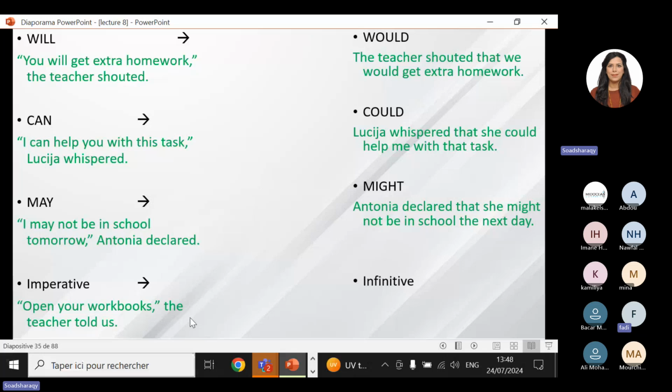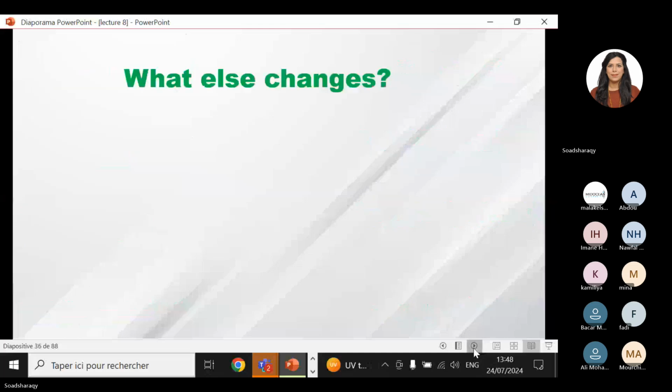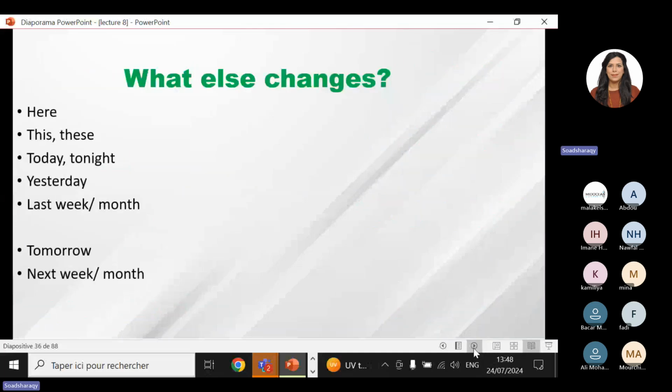The teacher told us that we should open our workbook. The teacher told us to open. You have infinitive form, okay? To plus infinitive. Told us to open our workbooks. Thank you so much. Okay, let's continue.